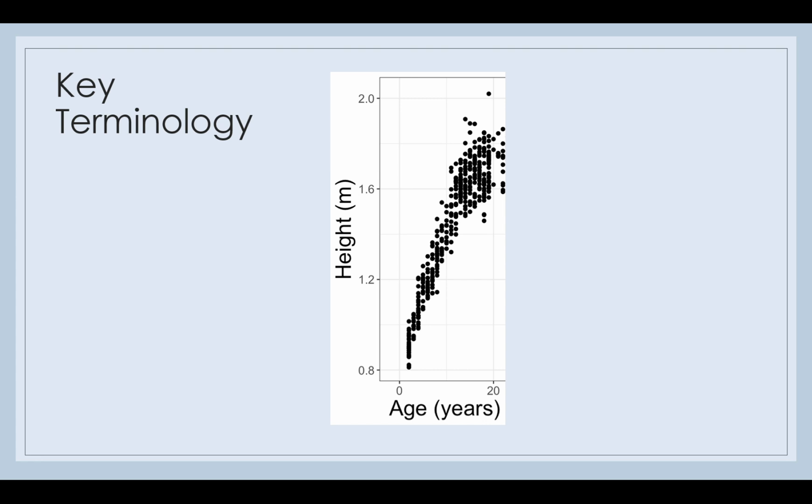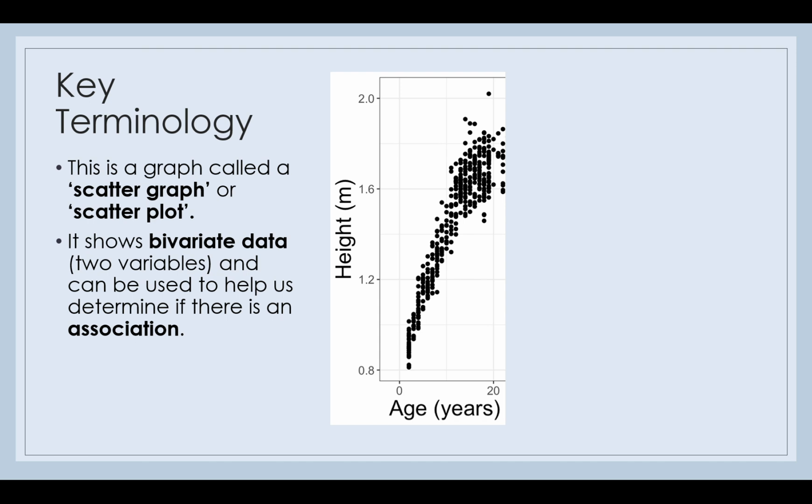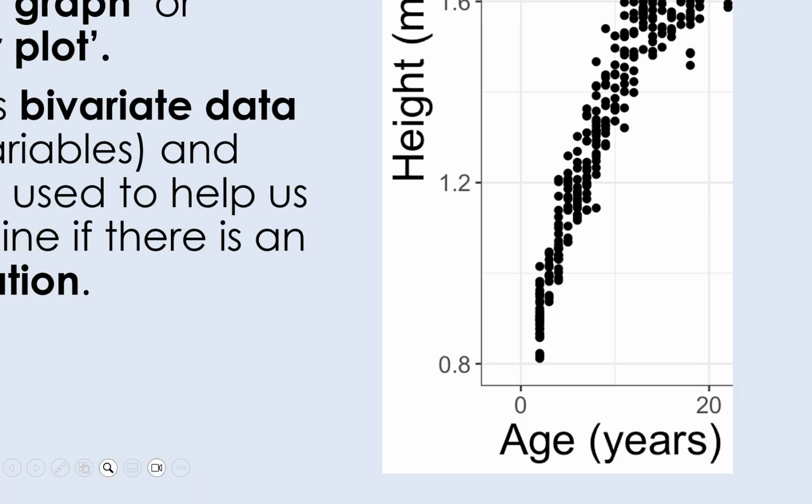So what we have is scatterplots. Firstly, all of these individual dots are representative of a score. We've got two variables here, so we're comparing age against height. So we have a scatterplot like so. Obviously, it's bivariate data because we're comparing two variables against each other. And we want to be able to determine whether there is in fact an association between these two variables or not.